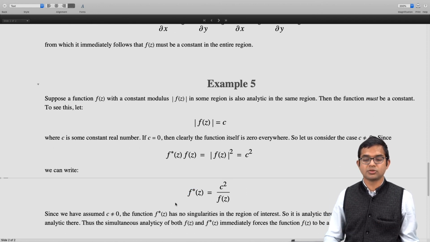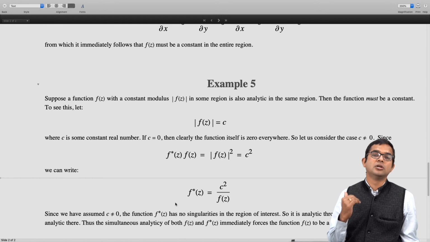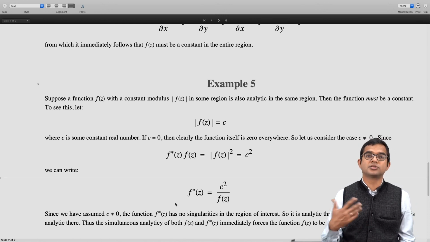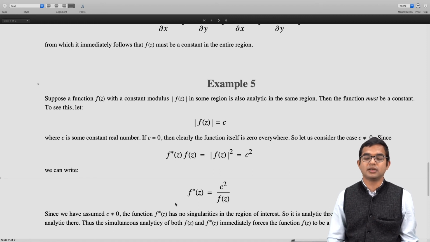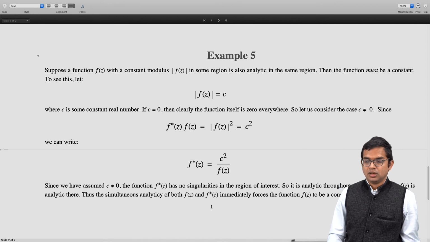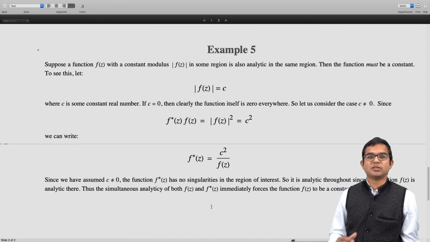So we have managed to show that there is a region in which both f of z and f star of z, both a function and its complex conjugate, are analytic in this entire region. And we have seen from the previous example that the only way that this can happen is if f of z is a constant, right? That's the result. So let's look at some properties of analytic functions.